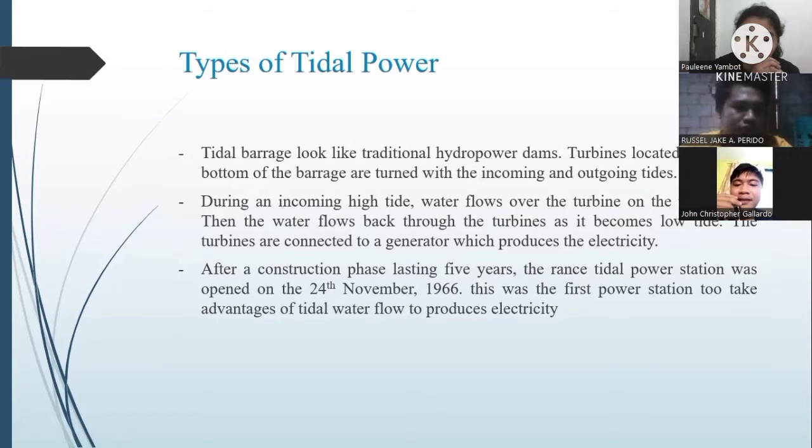After a construction phase lasting 5 years, the Rance Tidal Power Station was opened on the 24th November 1966. This was the first power station to take advantage of tidal water flow to produce electricity.